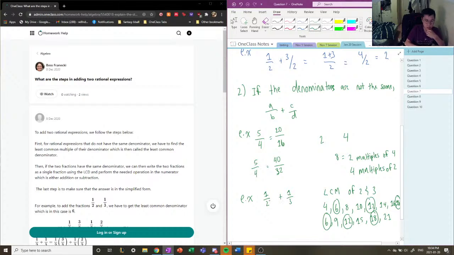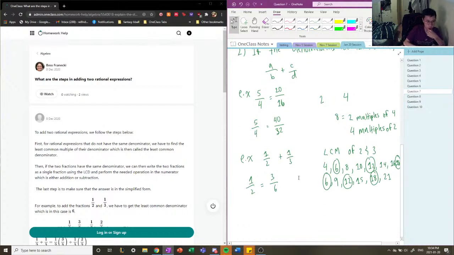Okay, so to get 1/2 to be 1/6, we have to multiply the numerator by 3. And in the same way, to get 1/3 to something over 6, we have to multiply our numerator by 2. So these are equivalent expressions for 1/2, which is 3/6, and 1/3, which is equal to 2/6. So now 1/2 plus 1/3 can be written as 3/6 plus 2/6.